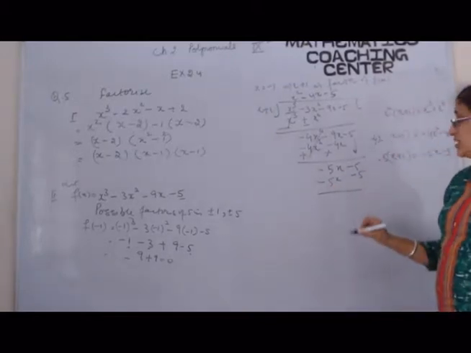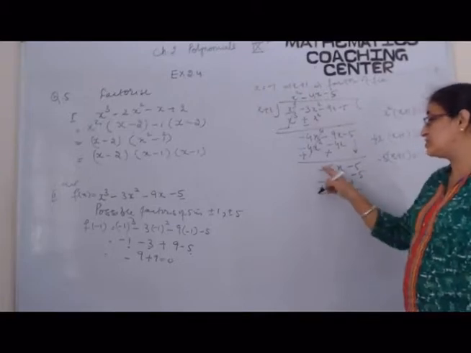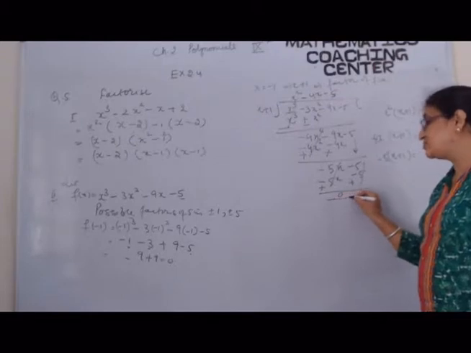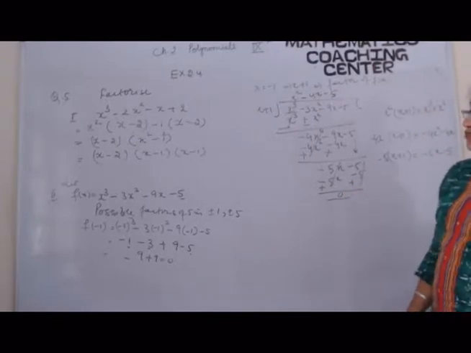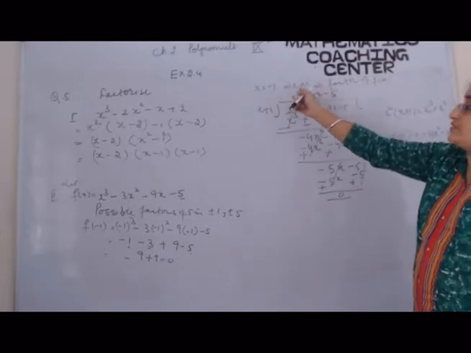Now you change the sign. Minus changes into plus and minus changes into plus. Minus plus cancels, minus plus cancels. So your remainder is 0. Now you have to factorize this. One factor is given to you, you have to find that, x plus 1.